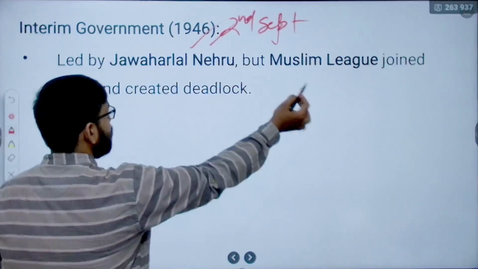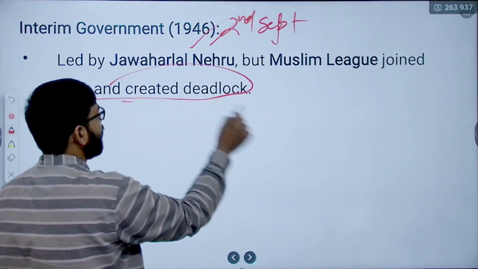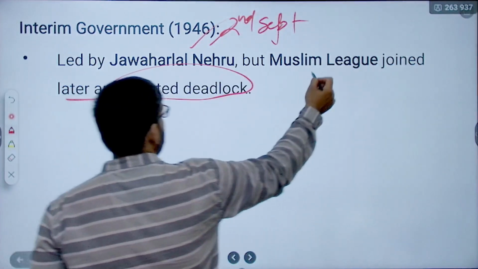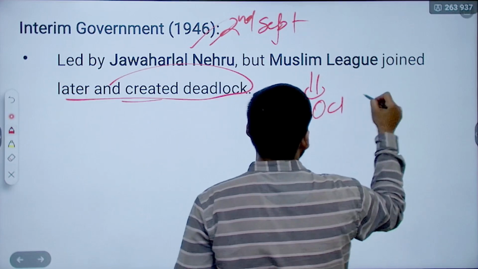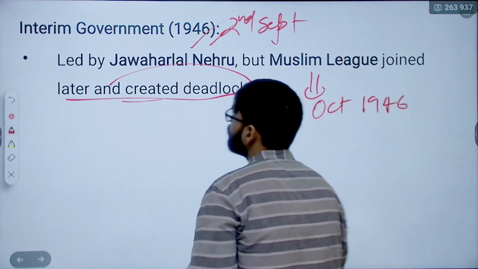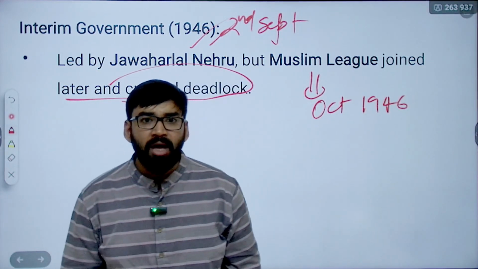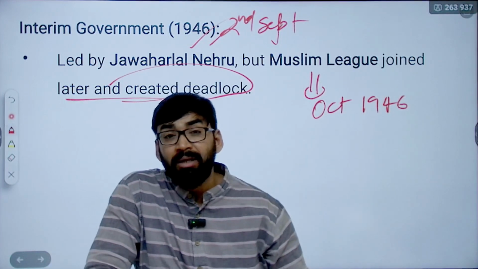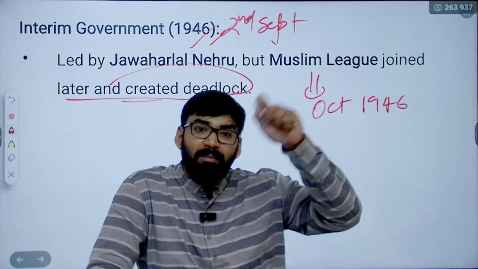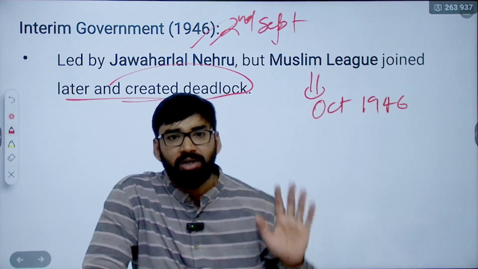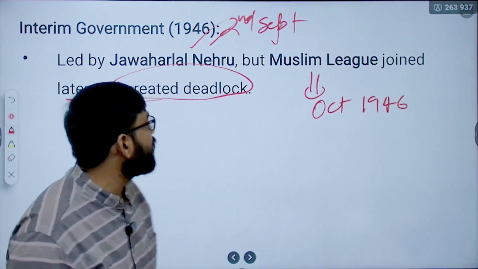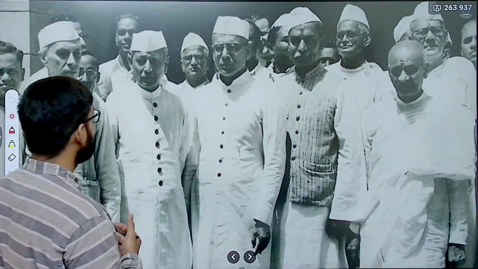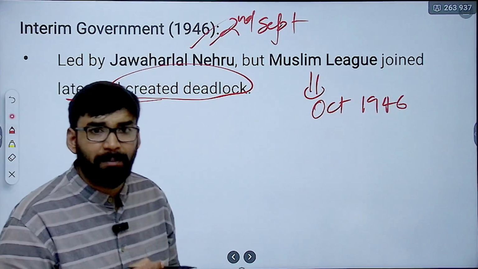So the Muslim League joined later and created a deadlock in this. When did the Muslim League join? The Muslim League joined this interim government in October 1946. And Liaquat Ali Khan was given the finance portfolio, and later the Muslim League boycotted the interim government in October 1946 only.